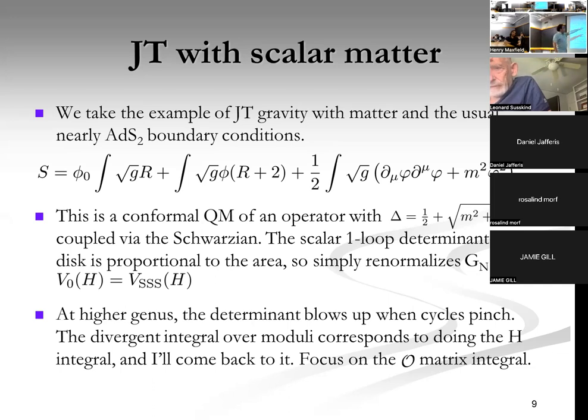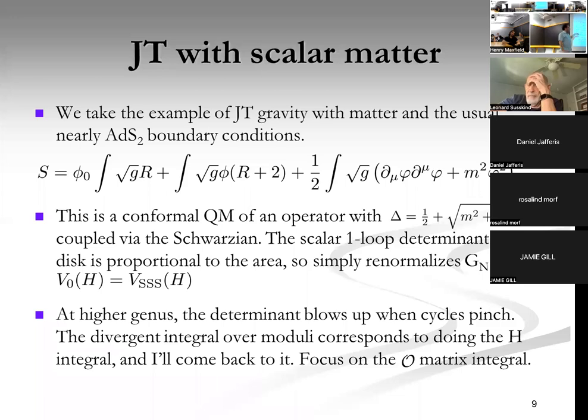Okay, so now we're going to take JT gravity with some massive scalar that's minimally coupled. It doesn't talk to the dilaton, it just talks to the metric. And if we thought of it from the point of view of AdS/CFT, the matter field gives you conformal quantum mechanics, where the dimension of the operator is given by the usual AdS formula, and that would be the GFF quantum mechanics. But it's coupled to the Schwarzian. So that's the JT gravity part. And then you could try to do computations in this theory.